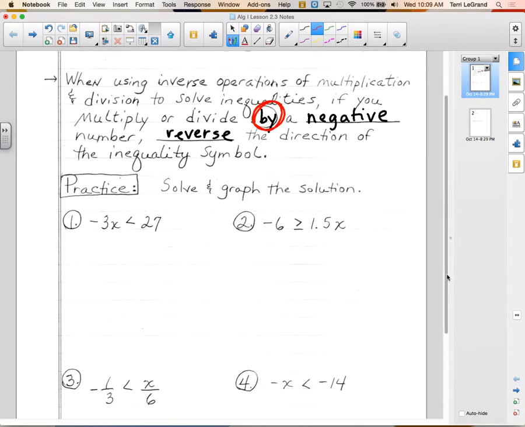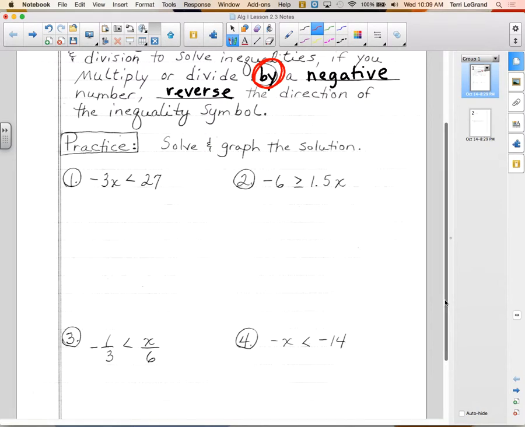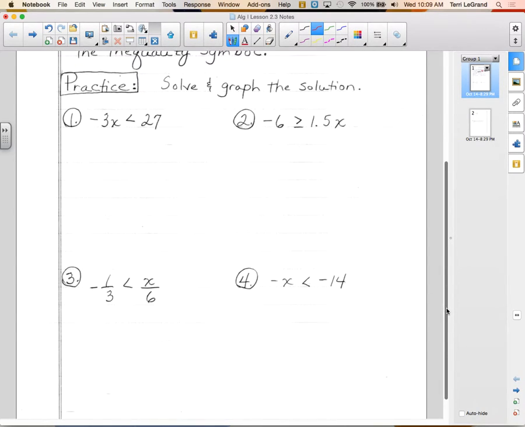Okay, don't let your brain go to, as soon as I see a negative number in an inequality and I'm solving it, I have to reverse the symbol. Okay, because we aren't always going to. So let's do the first one here. Negative 3x is less than 27. What do we have to do to solve that?